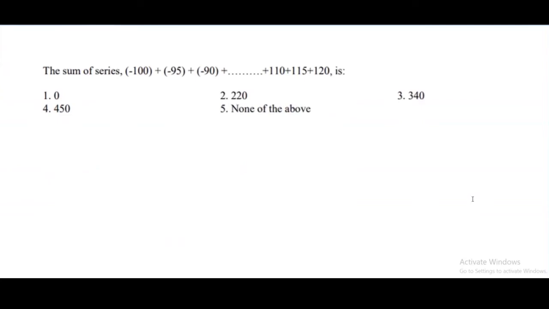That is a very direct question. Sum of the series. If you notice, all the numbers are written from minus 100 to 120. So if all the numbers are written, obviously in between, after minus 90 and so on, 0, I'll get plus 90 in between. I'll get plus 95. I'll get plus 100 also.